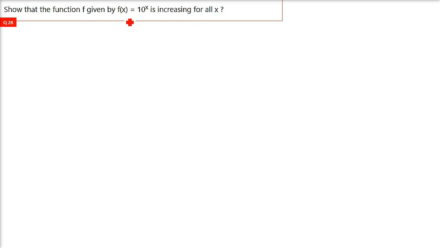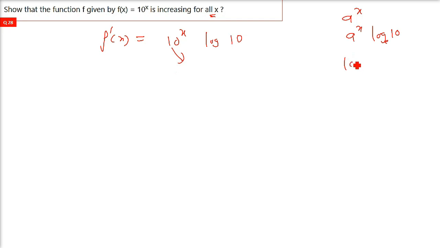Now show that the function f given by f(x) equals 10 raised to x is increasing for all x. This is a very straightforward question, because if you know the differentiation of 10 raised to x, which I'm sure you already know. The differentiation of a raised to x is a raised to x log a, and here a is 10, so it will be 10 raised to x log 10. Now 10 raised to any power, negative or positive, will always give you a positive value. 10 raised to minus 1, 10 raised to positive, just check it out. In both ways, you'll see that it is going to be positive.